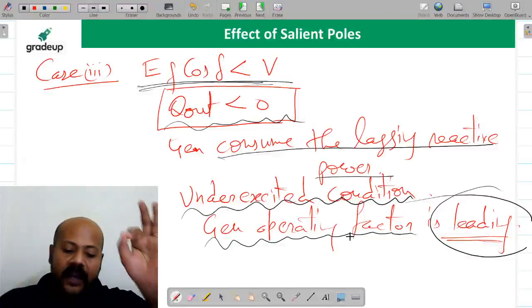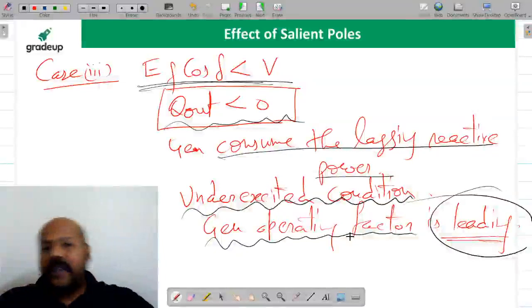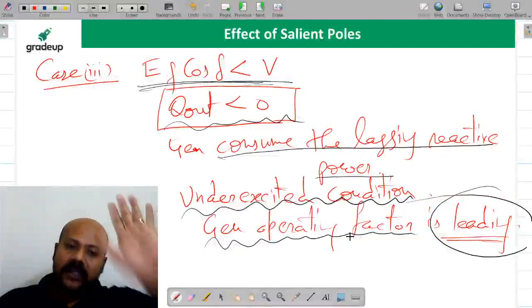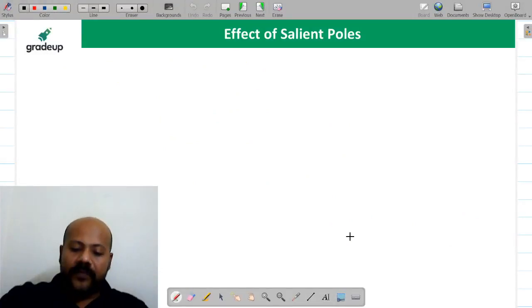Santi Raju beta, that demagnetizing, magnetizing, we will cover when we discuss the armature reaction. Don't go there. Just listen to me with this equation that we are discussing. Is it okay for all of you?